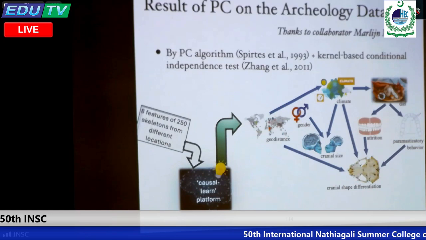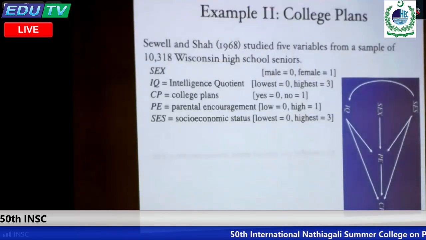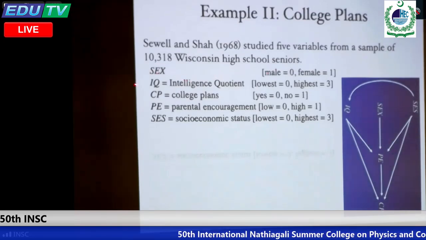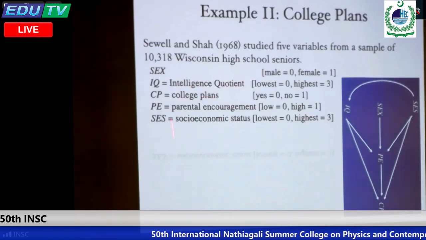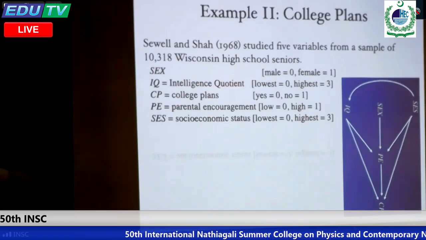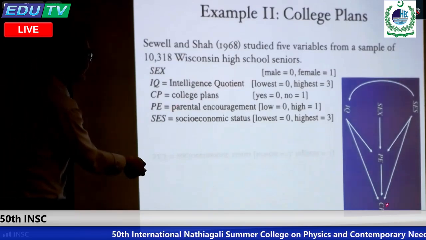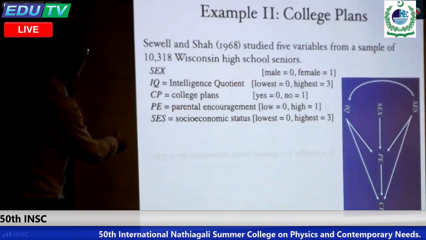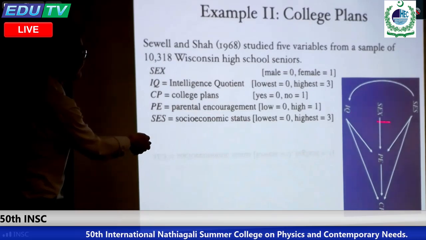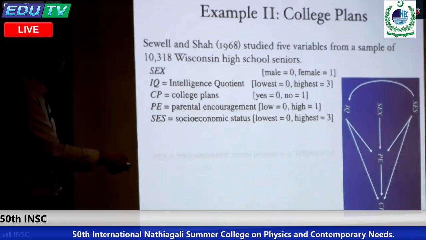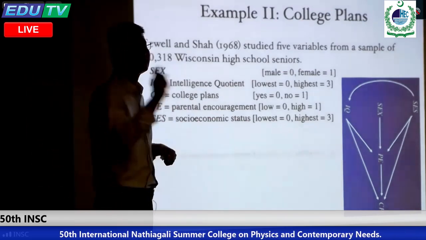Okay, this is the first example. This is the second example. It's also very well known. It's the quality plan. So basically here we have a lot of variables, including sex of the child, intelligence quotient, and quality plans, and so on. All those things. And here you can see from data we can discover a causal graph. The last one, quality plans, is caused by parental encouragement, IQ, and so on. Okay? So this is actually the graph given by the expert.